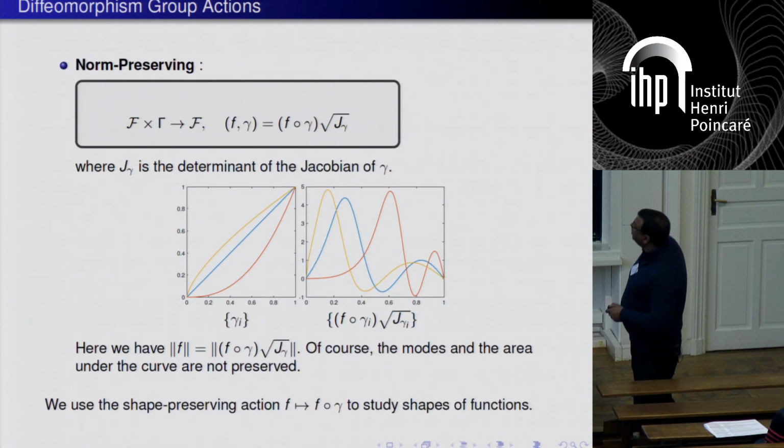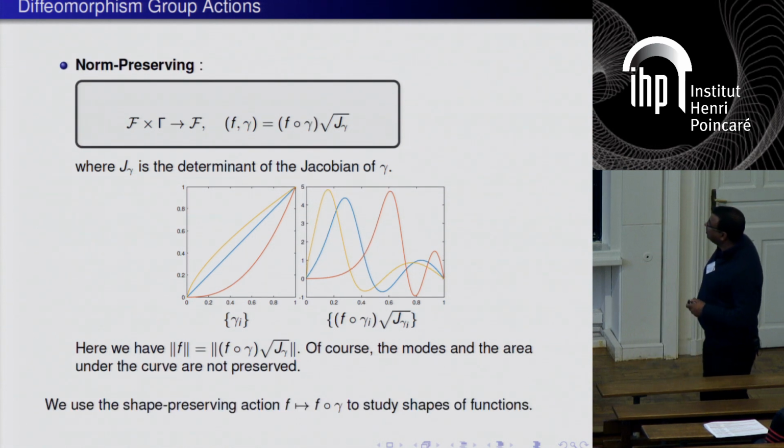There is a third one where one uses the square root of the determinant, and the beauty of that particular group action is that it preserves the L2 norm.